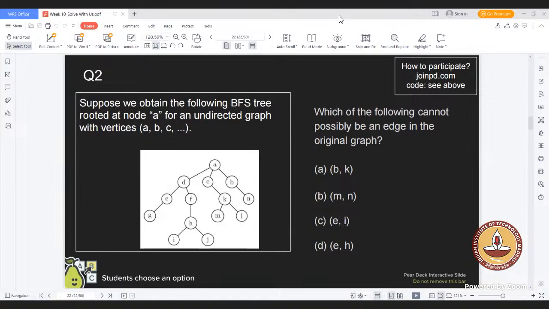Sir, please discuss the solution. Yeah, so can we discuss the solution? Has everyone completed solving this question? Yes, sir.